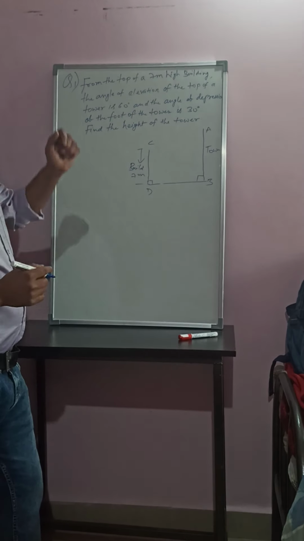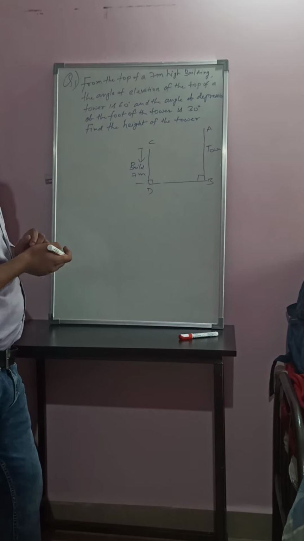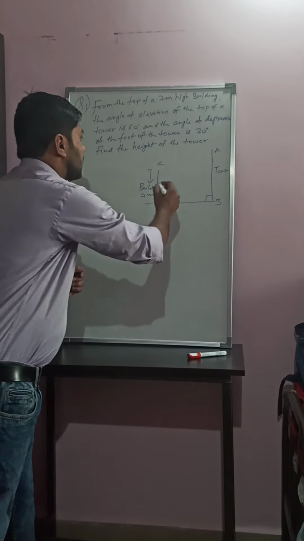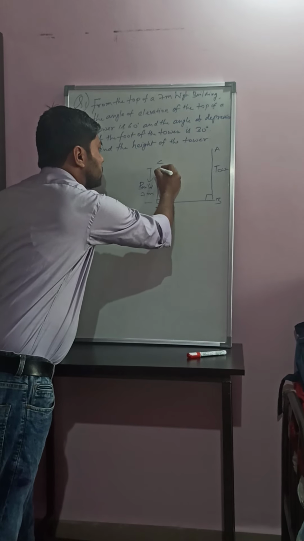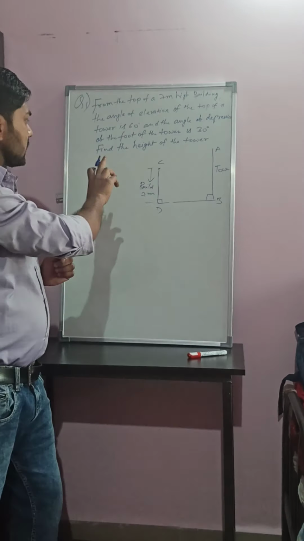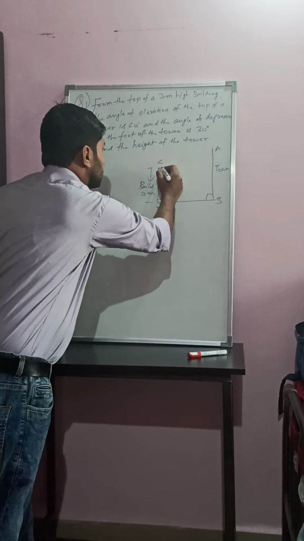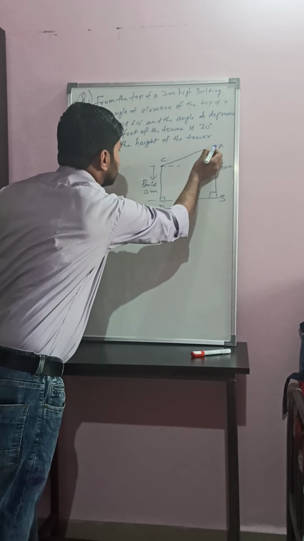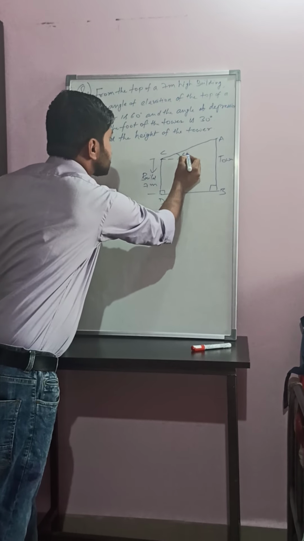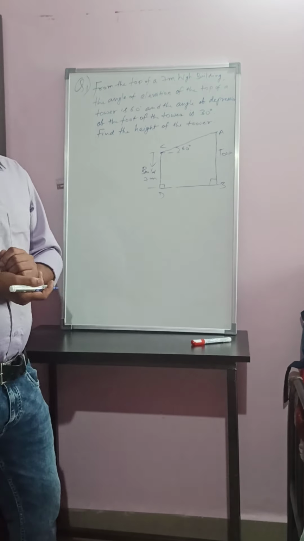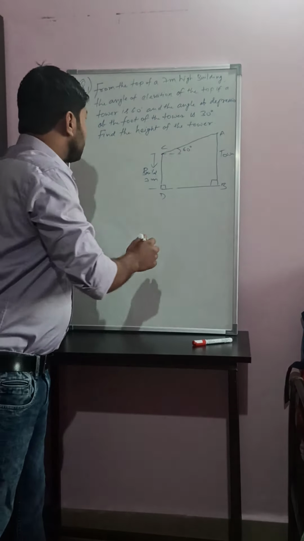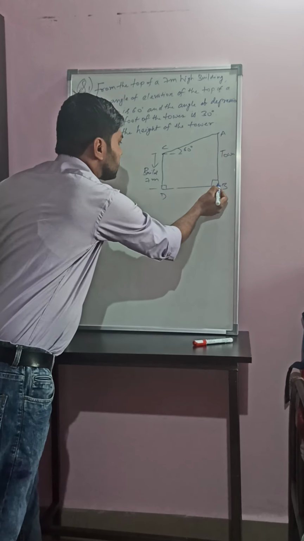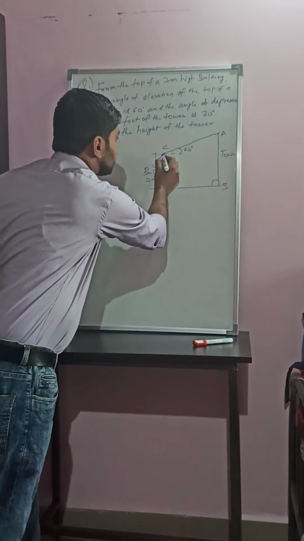Now, the angle of elevation must be from the top of the building. This is the building, right? So the angle of elevation will be from the top. Elevation means this angle, which is given as 60 degrees. Now, from the same top of the building to the foot of the tower is the angle of depression, which is given as 30 degrees.